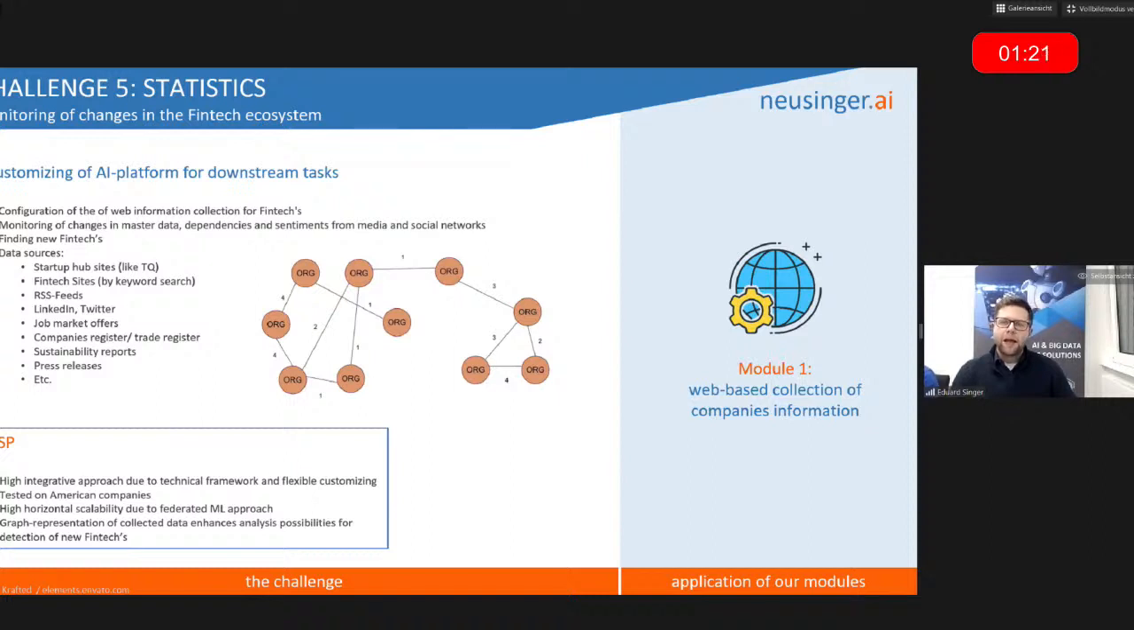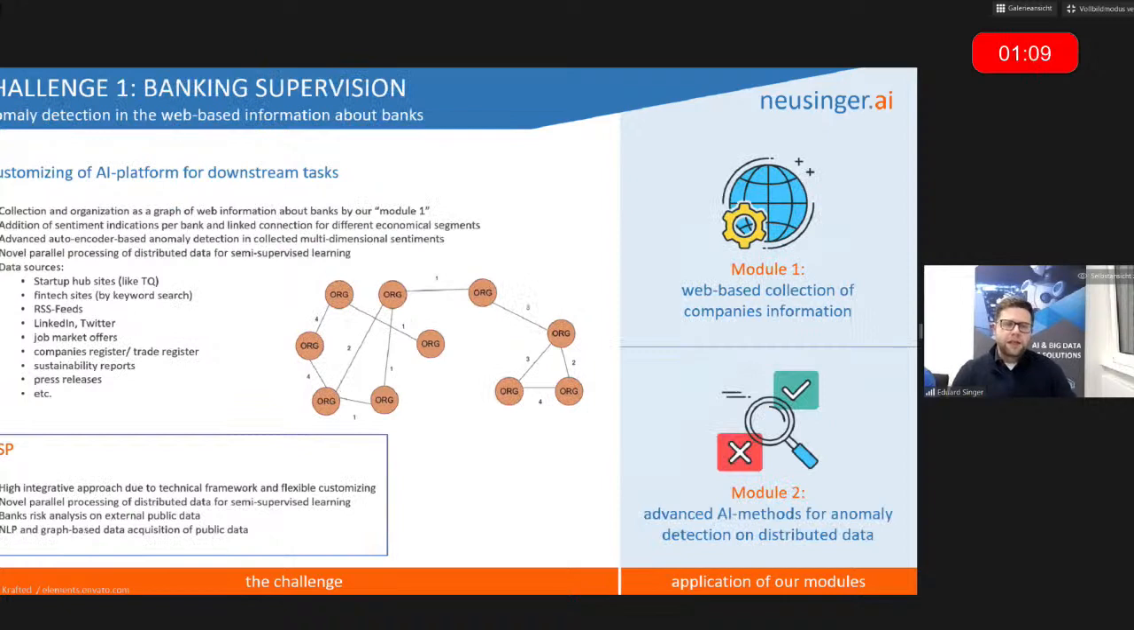Then our AI automatically forms a list of fintechs with a connection to other companies and key master data, and searches for new fintechs. So, anomaly detection on web-based information about banks. This is where two modules of our platform come into play simultaneously. Module 1 for web-based data acquisition about banks and module 2 for the advanced analytics of anomalies in the collected data.